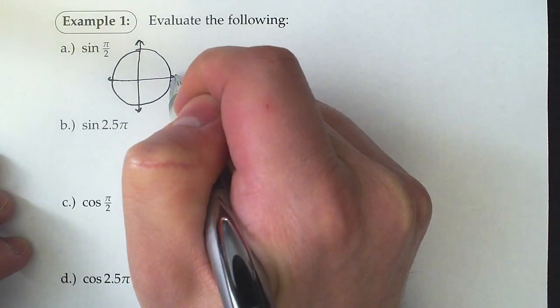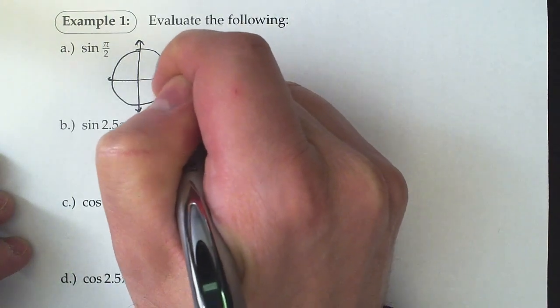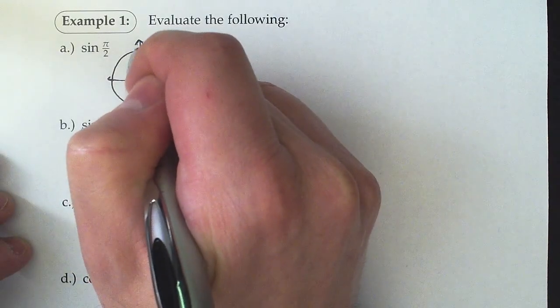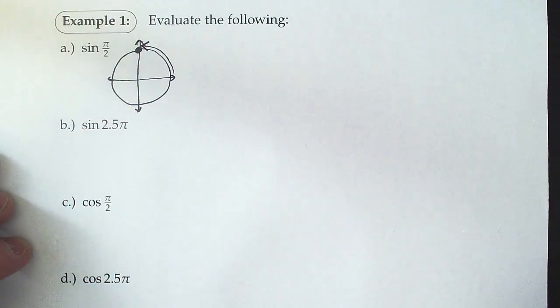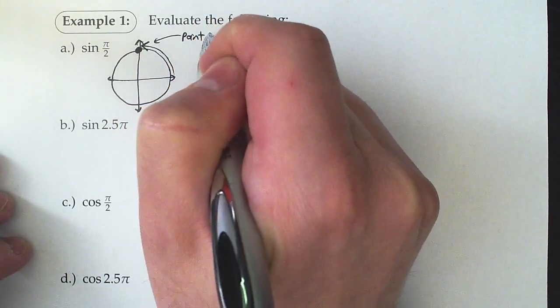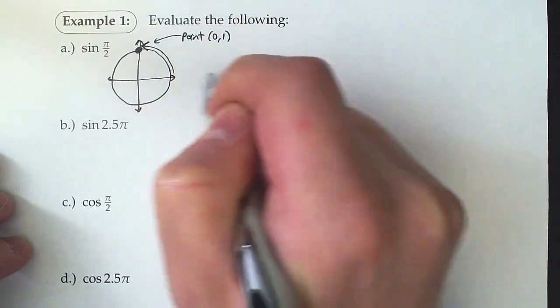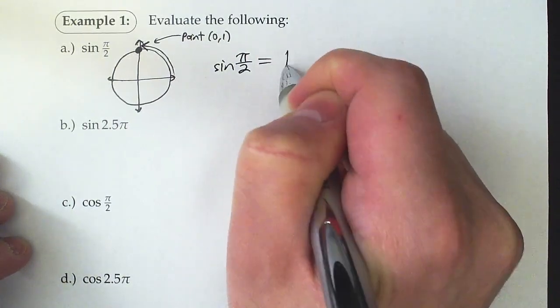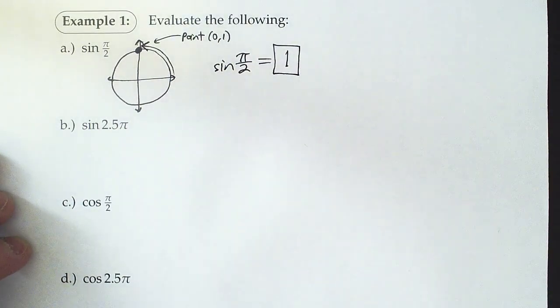You know that we start at the usual spot. We go a distance of pi over 2 around the unit circle, and we figure out what terminal point it takes us to. The point that this takes us to is (0, 1), but what we really want for sine is just the y-coordinate. So sine of pi over 2 equals 1.